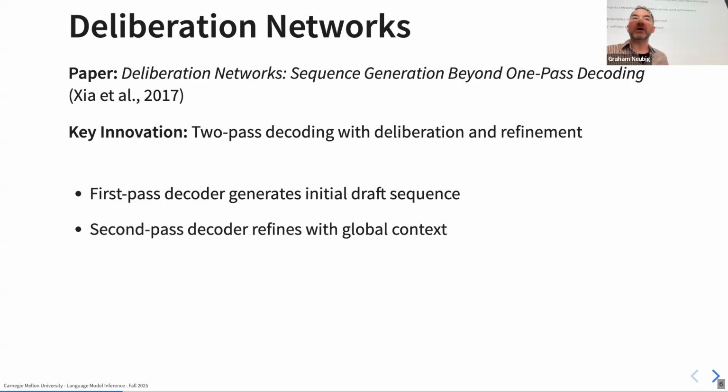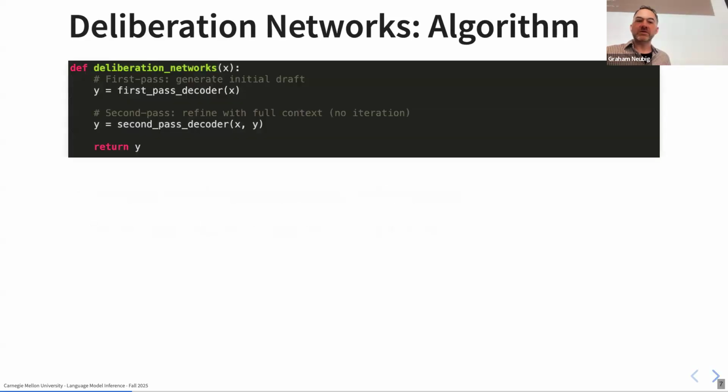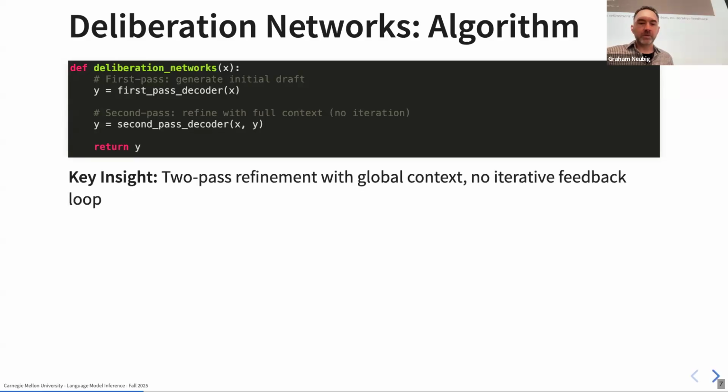And then the second pass refines with global context of what the output may look like. And so the algorithm is as simple as this. It's not very interesting. There's not even a for loop in it. But the important thing is they demonstrated that you can actually train models to be good at self-refinement.